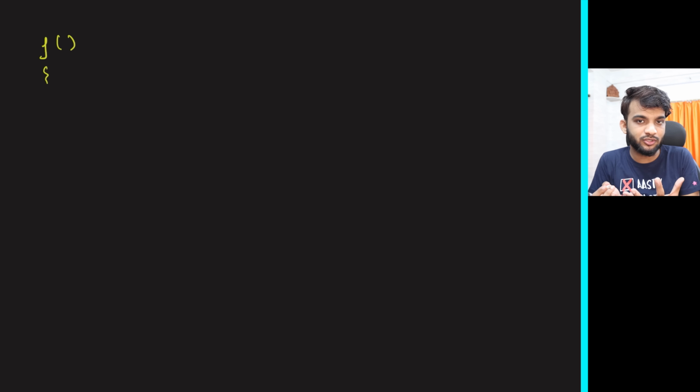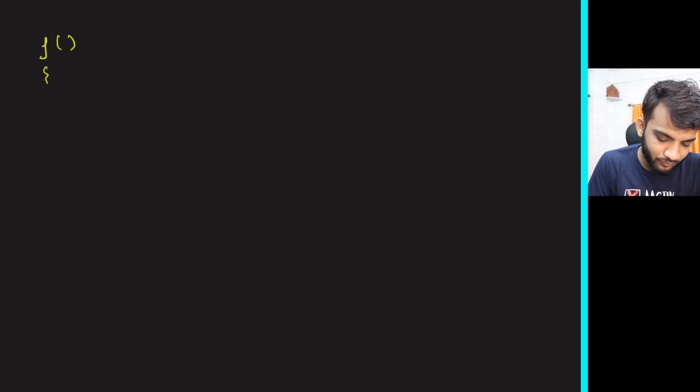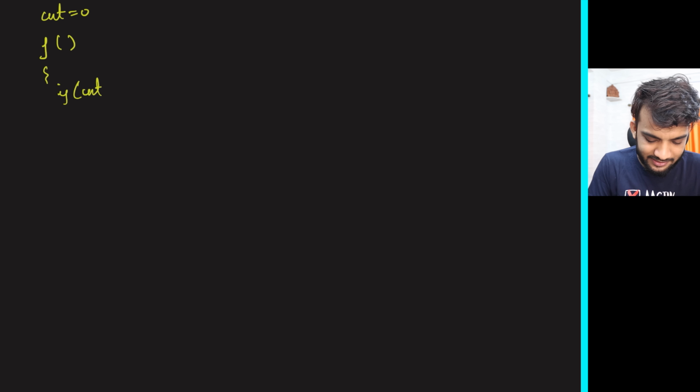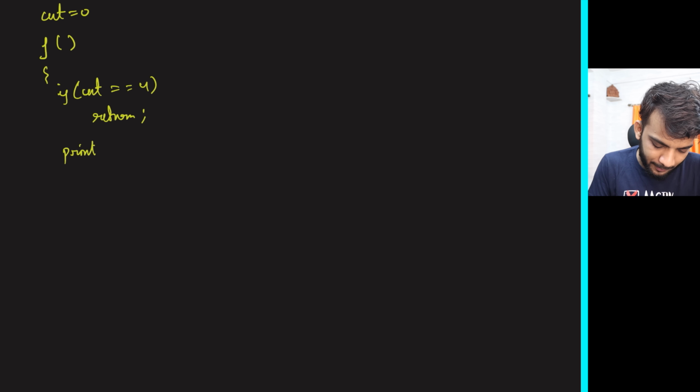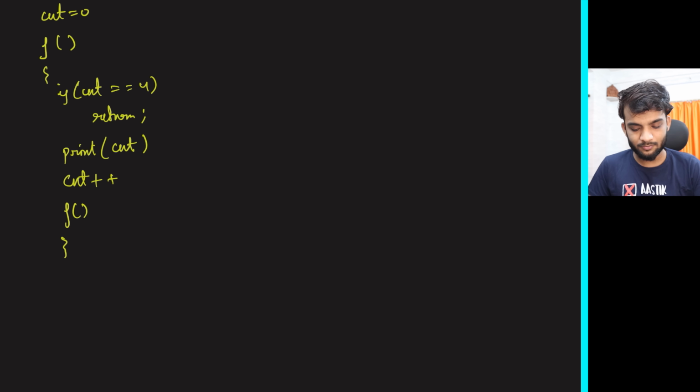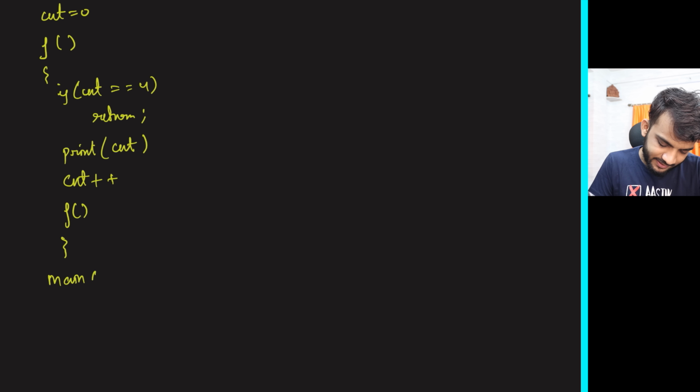Let's understand how this works. Right at the starting of the function, you're going to say, initially the count is 0. You're going to say if count is equal to 4, I am going to return. Okay, I am going to return. I'll explain this as well. I am going to return. Else, I'm going to print count. I'm going to do a counter plus plus, and I'm going to call the function. And in the main, I'm going to call this function.